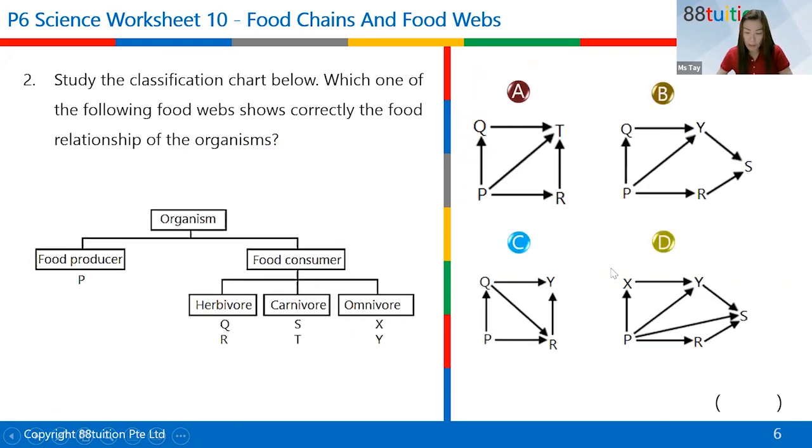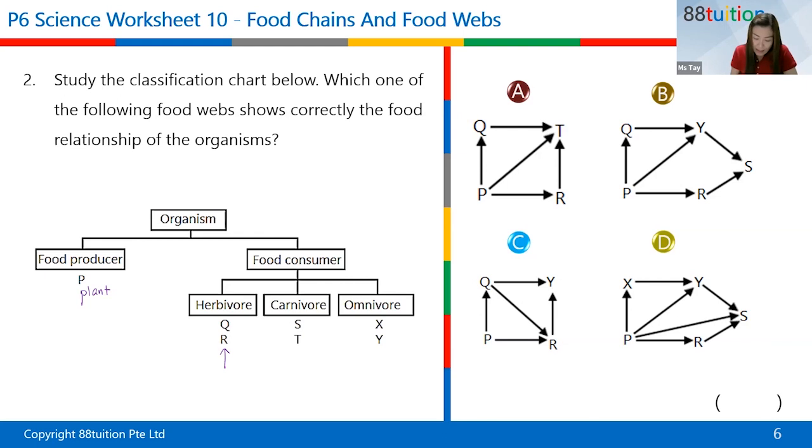Thank you, Joshua. Okay, next, study the classification chart below. Which one of the following food webs, ABCD, shows correctly the food relationship of the organisms? Okay, so now you need to take a look. There are organisms, P, which is the food producer. So P must be our plant, right? And then we have food consumers: herbivore, carnivore, and omnivore. It is said that Q and R both eat plants, so they are going to both eat the plant P.